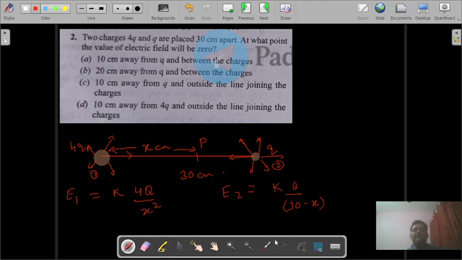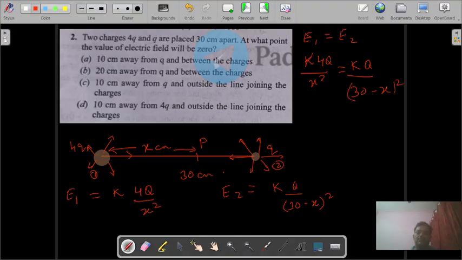Now, the difference of the two electric fields should be equal to 0. So we write here E equals 0. Therefore, we must have E1 equals E2, or E1 minus E2 equals 0. So if I put both of them equal, we get k times 4Q over x squared equal to k times Q over (30 minus x) whole squared.